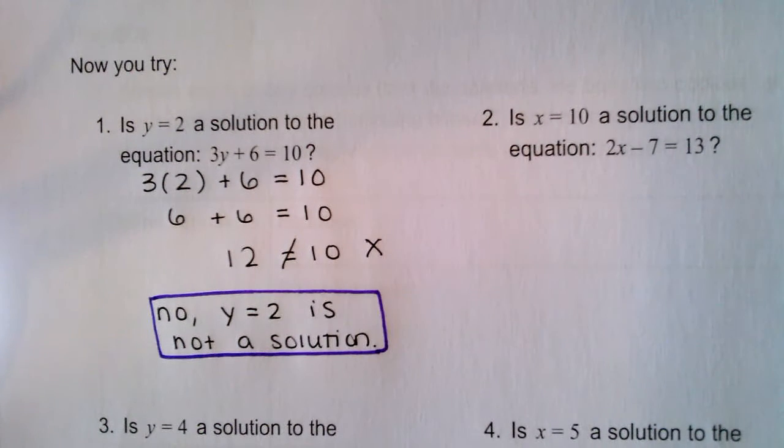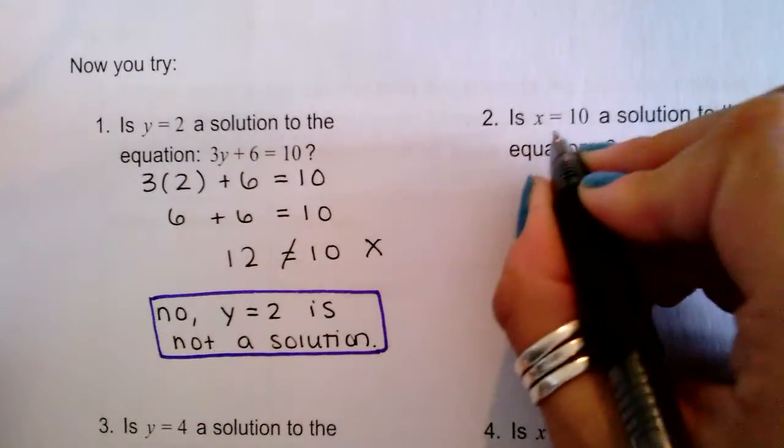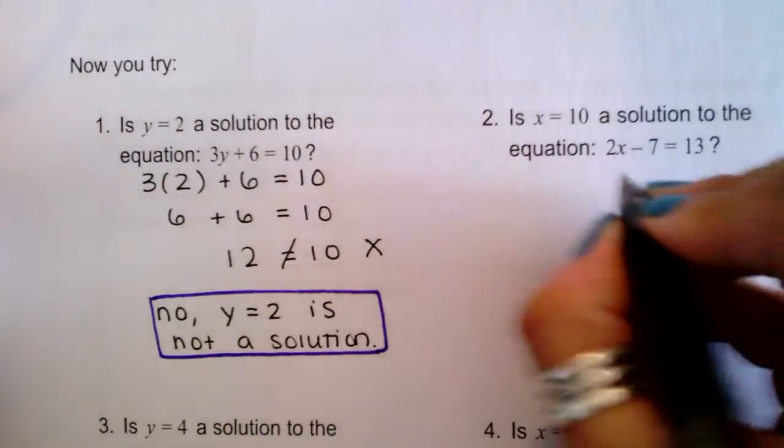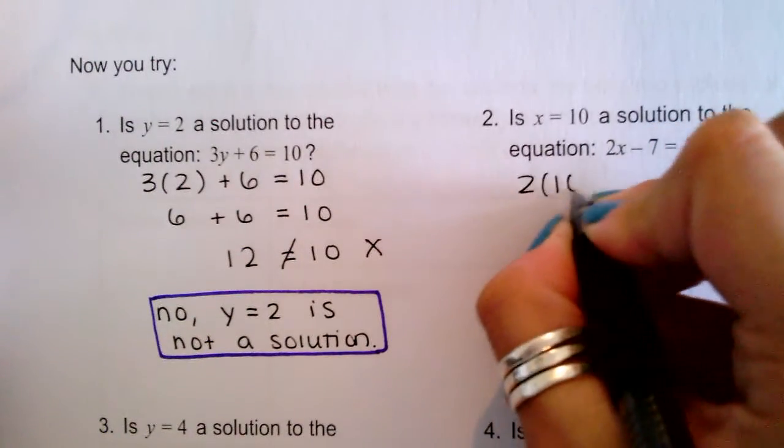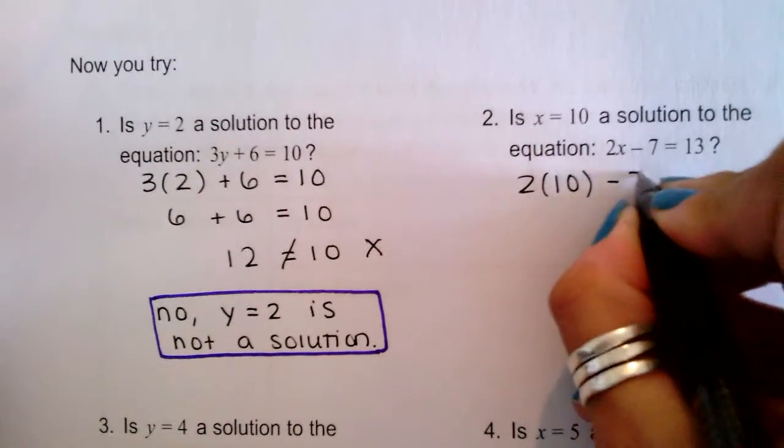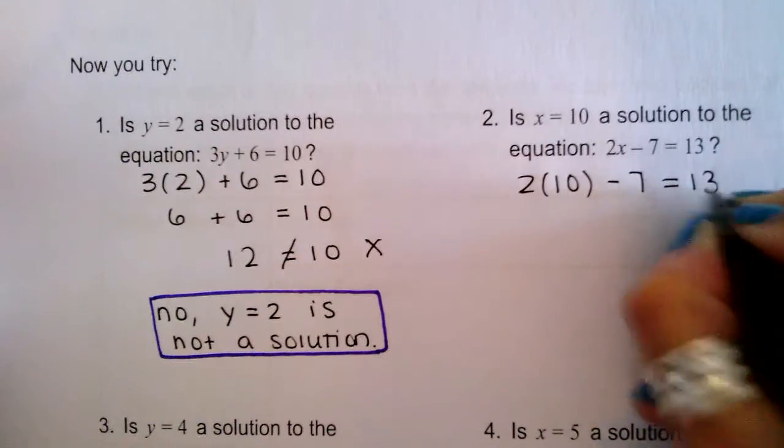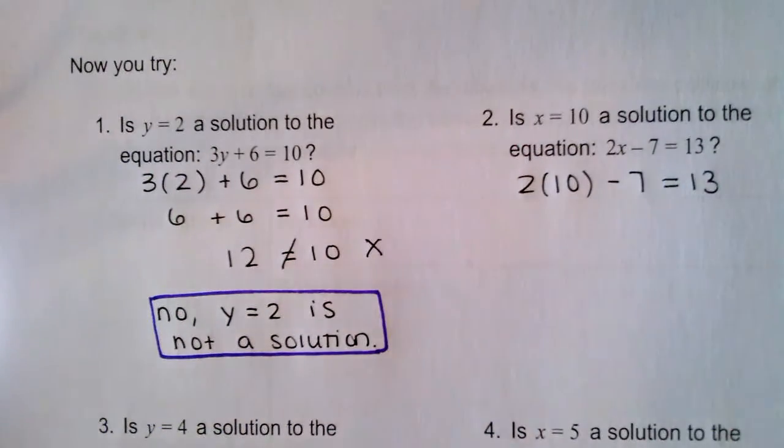So let's try number 2. We've got, is x equals 10 a solution to the equation 2x minus 7 equals 13. So step number 1, substitute the value in for a variable in the original equation. Everywhere we see an x, we're going to replace it with a 10. So 2 times 10 minus 7 equals 13. I replace that x with 10.